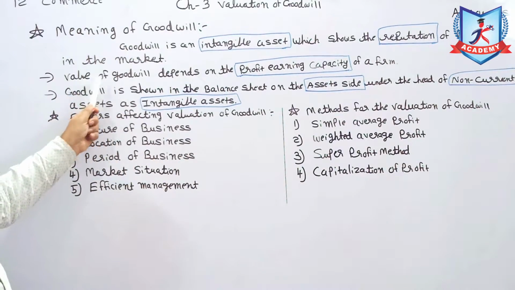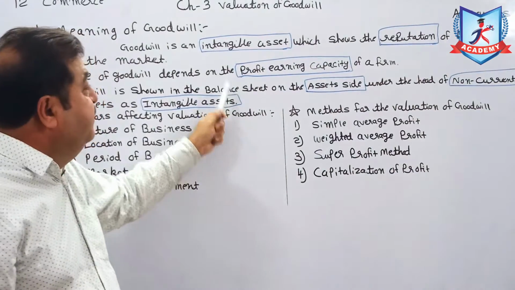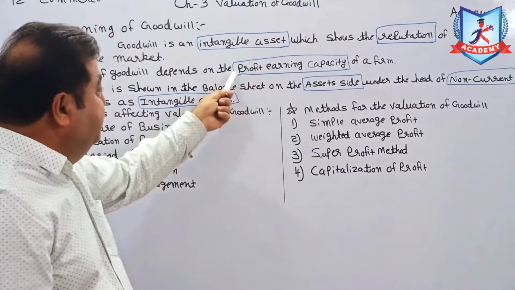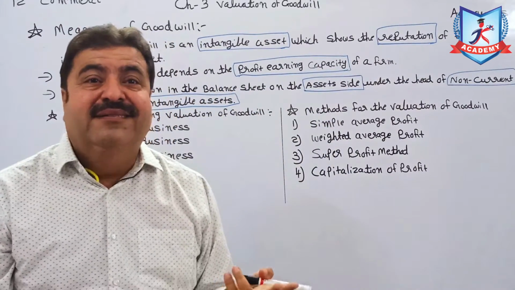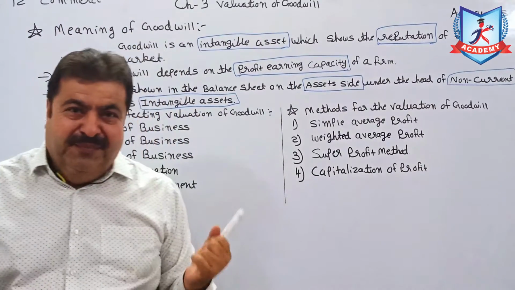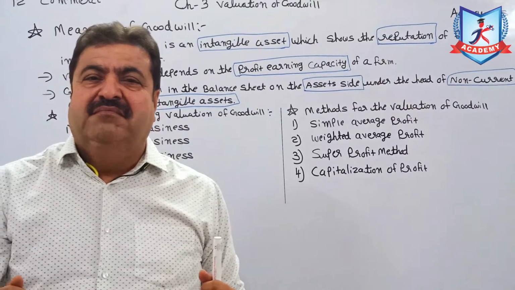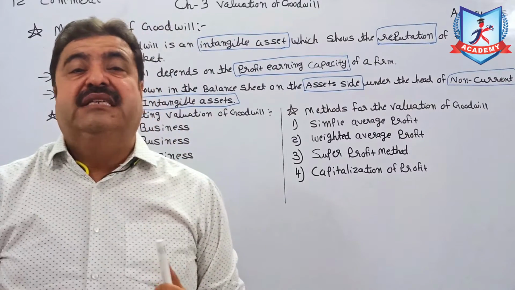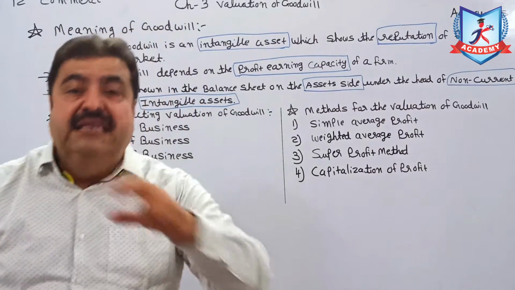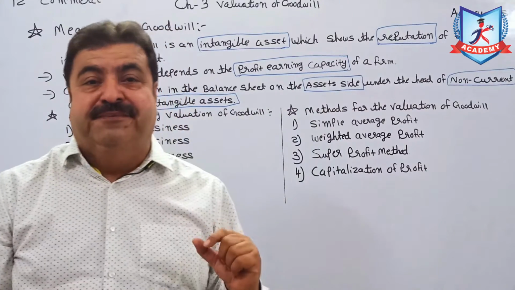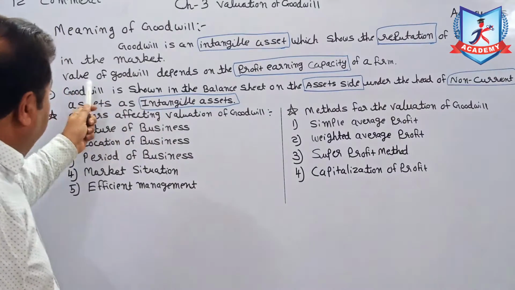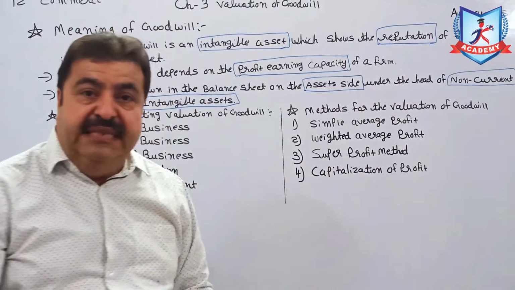One more point. Value of goodwill depends on the profit earning capacity of a firm. This is an MCQ: goodwill depends upon profit earning capacity. As you know, every businessman's main intention is to earn the maximum profit. Remember 11th standard: activities undertaken for profit motive are known as business activity. So the value of goodwill depends on the profit earning capacity of a firm.